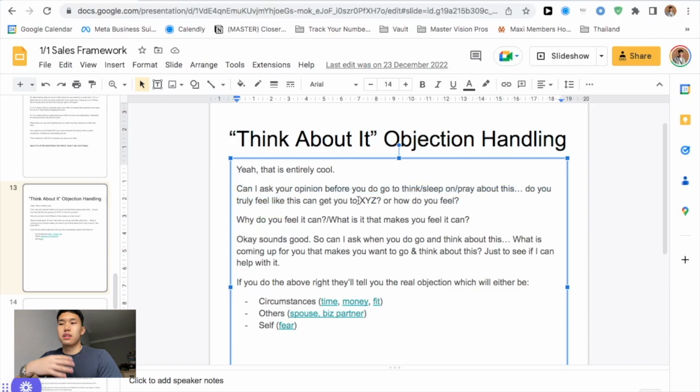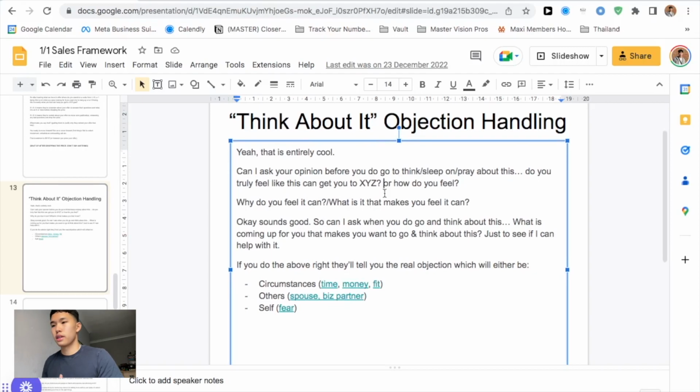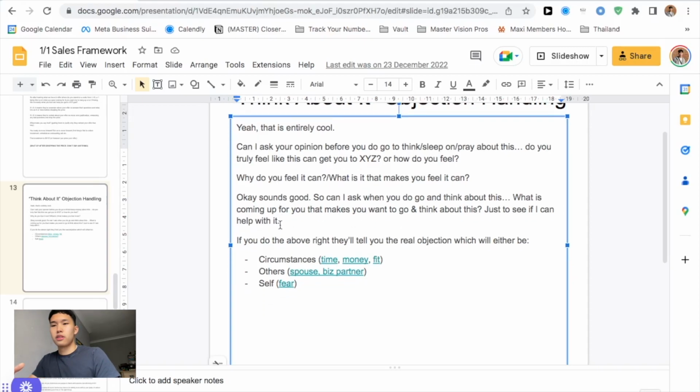So if it's weight loss, like the first video example, do you truly feel like this can get you to lose the weight that you've been holding on to for so long, or how do you feel? And then hopefully, if you've done everything right up until this point, they'll say yes, I do feel like this will help me. And then you get them to almost prove themselves to you, to qualify themselves, by knowing why they think it can help. So you ask, just out of curiosity, why do you feel it can? What about what you've heard so far makes you feel like it'll help you lose that weight? And then they'll give you reasons.